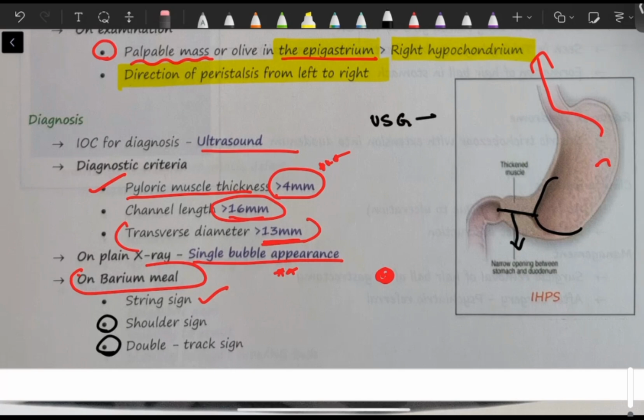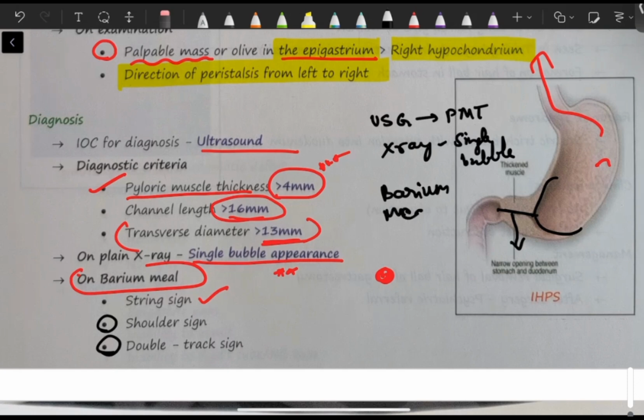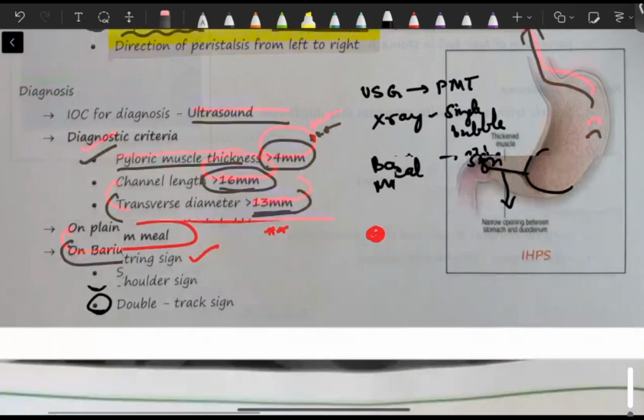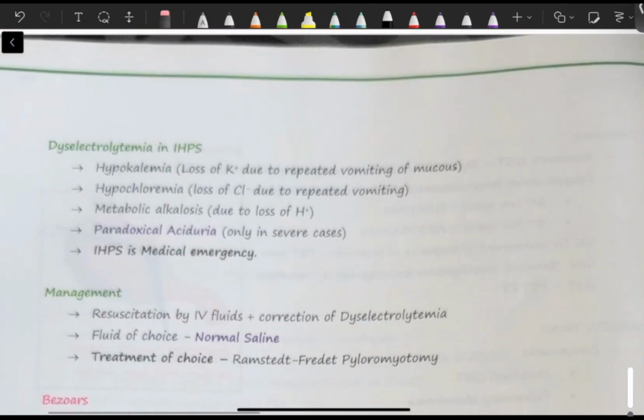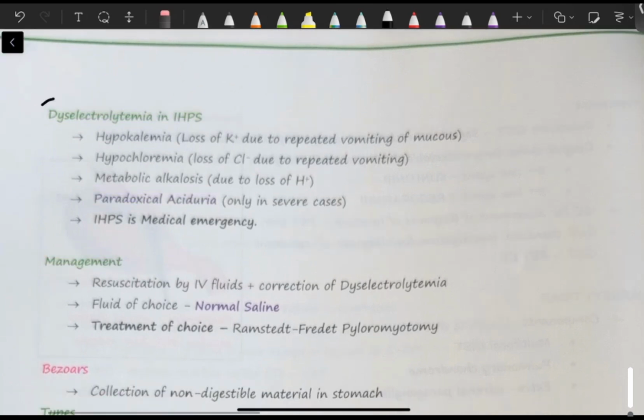On USG we'll see pyloric muscle thickness. On X-ray we'll be able to see a single bubble, and on barium meal we'll be able to see the string sign. So these are the features which are diagnostic of infantile hypertrophic pyloric stenosis. Also, in blood work we will be able to see dyselectrolytemia.